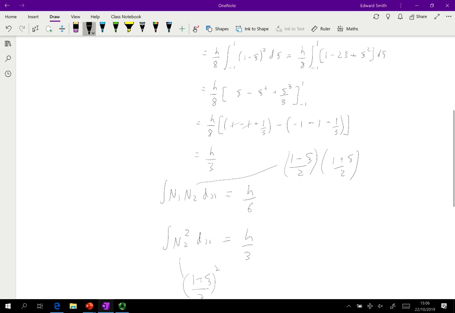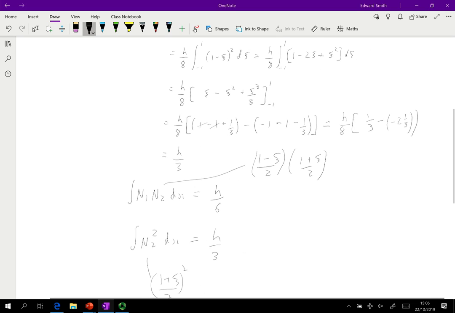We can double check it, probably should have done. So this should be equal to h over 8 times a third minus, in brackets, minus 2 1/3. Does anyone have a calculator? I'm not very good at mathematics. So that ends up being basically 2h over 8. Is that right? So h over 4. Yeah, it doesn't look right, does it?